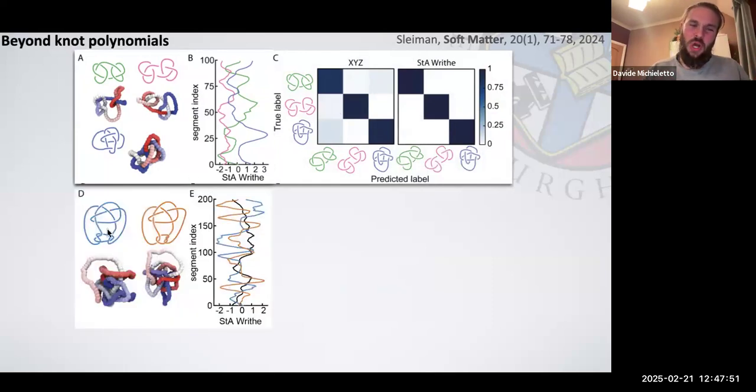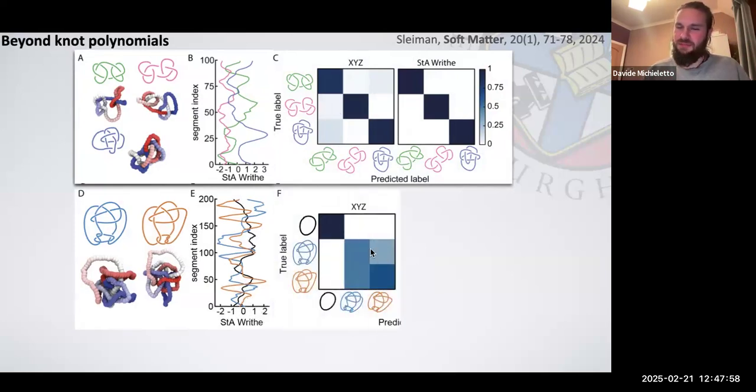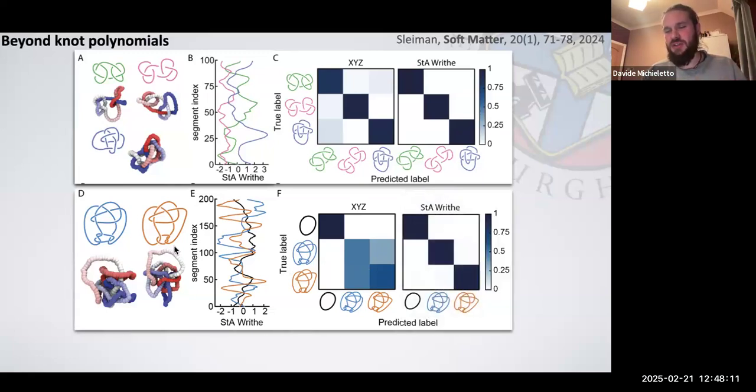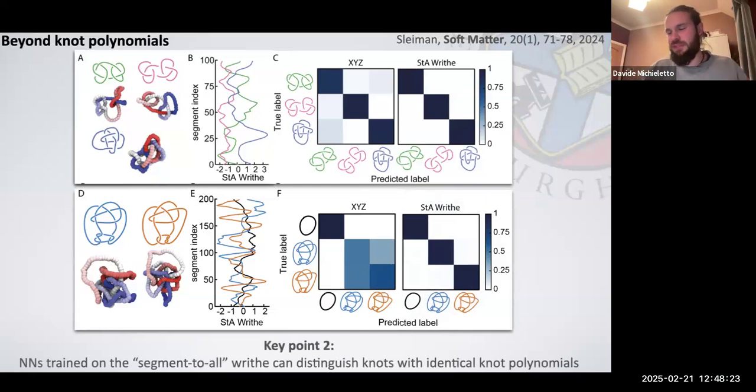This is more tricky. This is Conway and Kinoshita-Terasaka, with very complicated STA patterns. They get very, very confused if I pass the XYZ because they're essentially identical apart from one flip here. So the network really cannot distinguish them if I pass just coordinates. But if I pass this STA right measure, this pattern, the network can tell them apart perfectly. And remember that these share many, many polynomials, meaning that the network is computing a topological invariant that is more powerful than the Alexander polynomial, for instance.